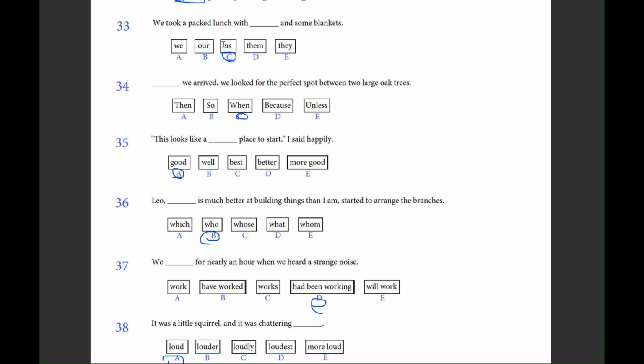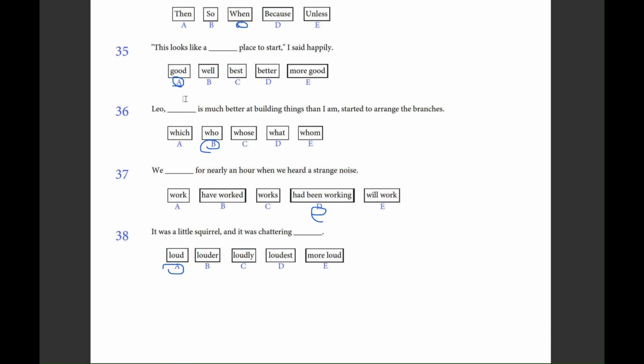Now, thinking about why not, A, B, and E are all the wrong case, which doesn't work with the sentence structure, and D, them, refers to others. The correct answer is C, us. The explanation is that us is the object pronoun, which needs to be used after the preposition with.